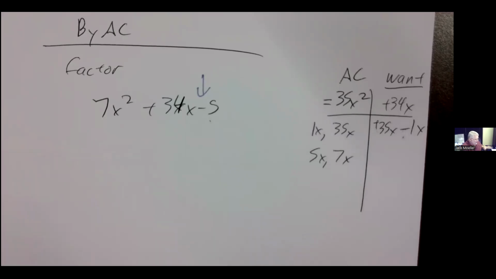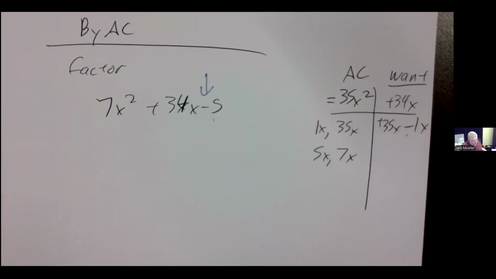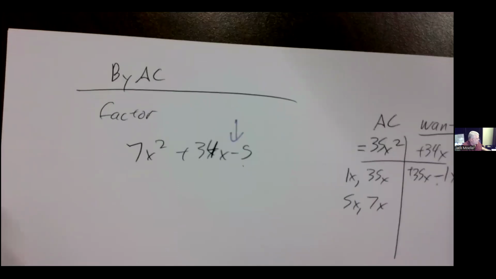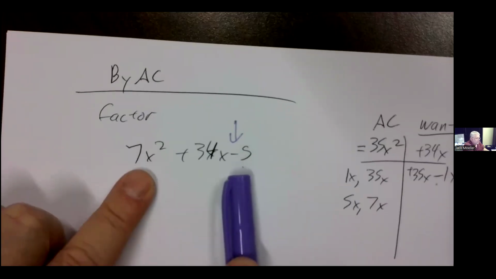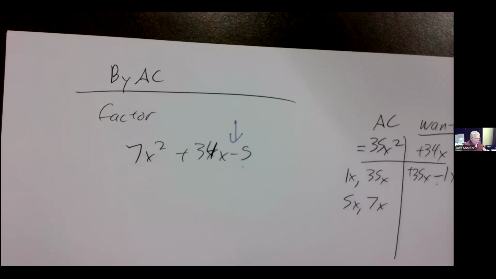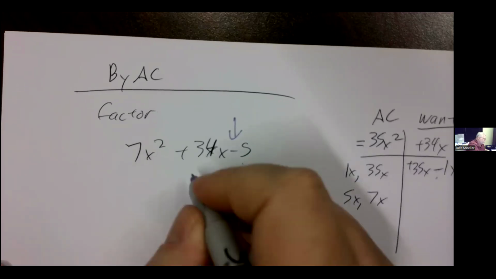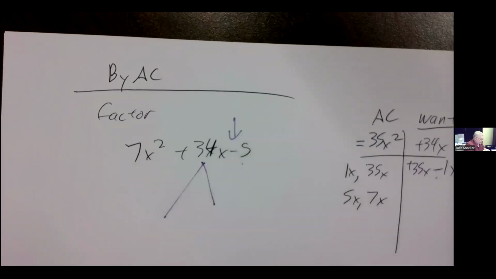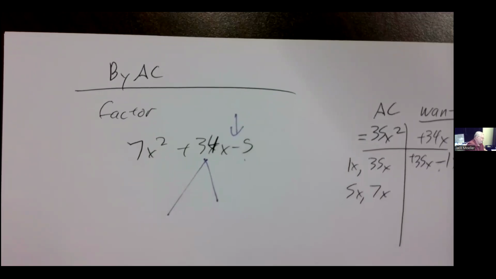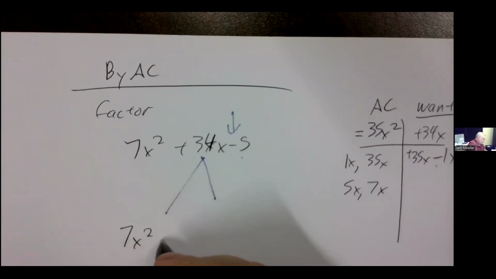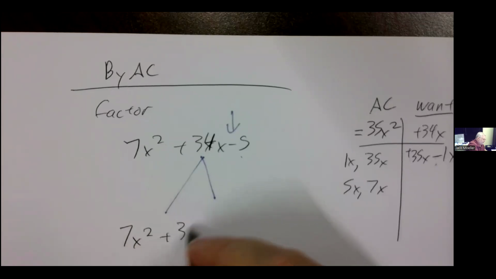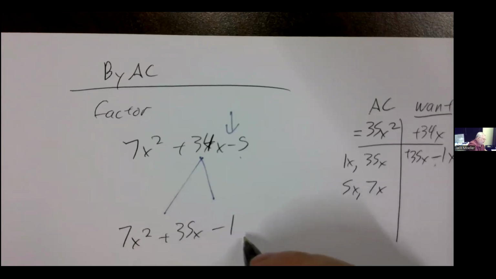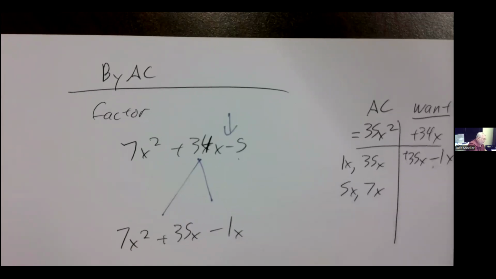All right. That is the first part of the AC method. Again, that's where the AC method gets its name, because we're doing A times C factoring. So what do we do with that 35x minus 1x? You split that middle term into those two terms you just found. So plus 35x, and keep the minus 1x for now. We don't normally put it like that in final answers, but I think that'll help with the factoring.